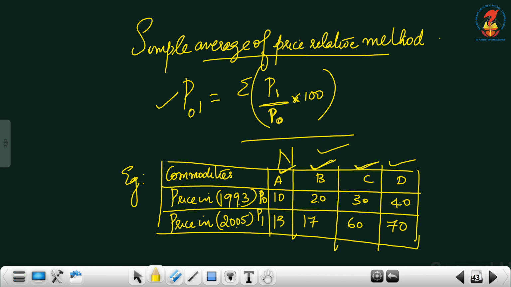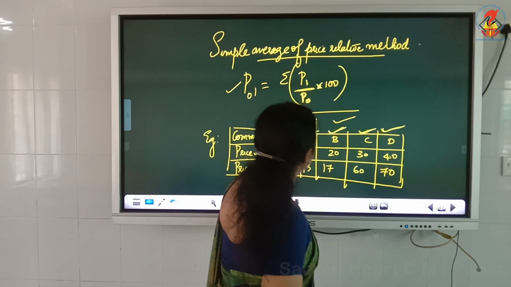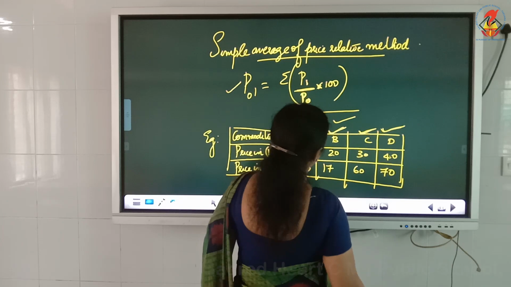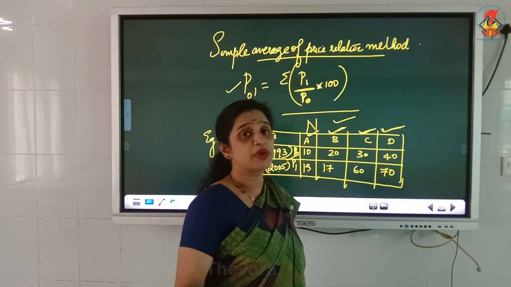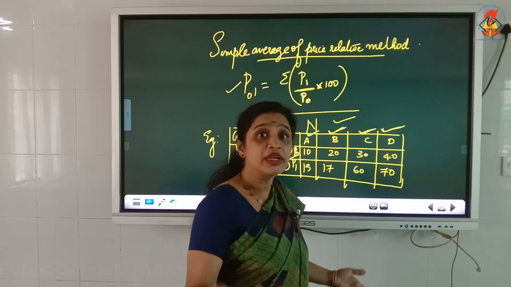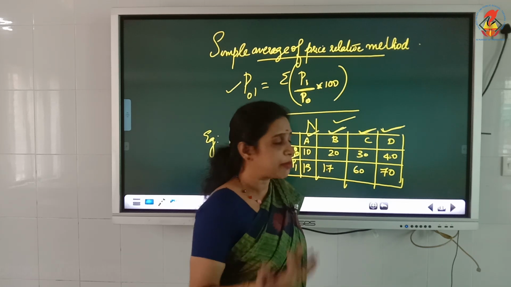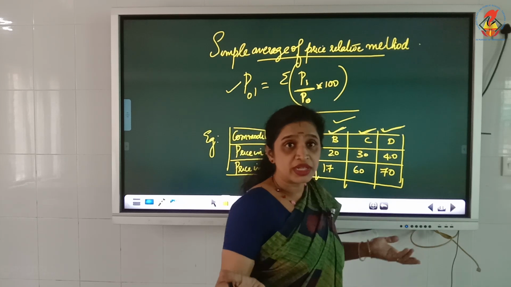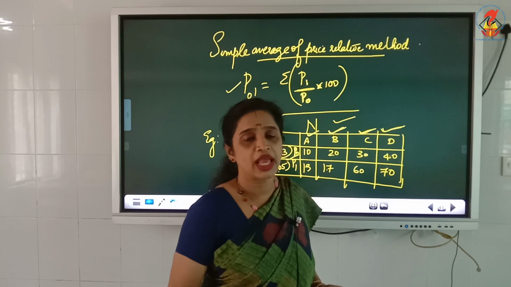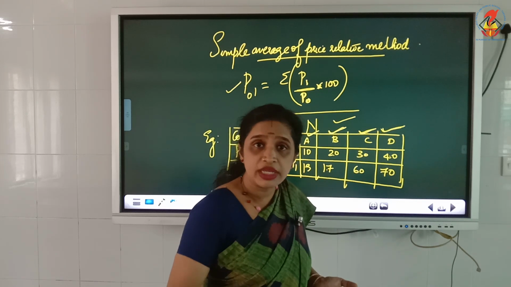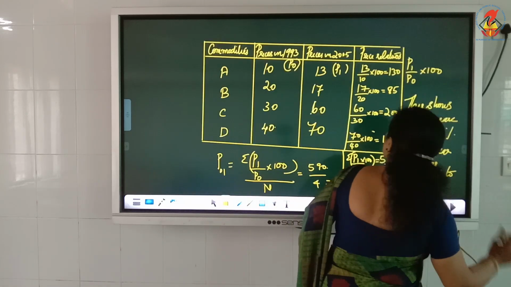Names of commodities are not given here. Instead, we have expressed them as alphabets. You can assume any items as per the alphabets given here. Now the prices in 2005 are 13, 17, 60 and 70. Sometimes the price may increase from the base year to the current year, or it can decrease. Sometimes it can be constant, as we saw in the last example, banana with 15 and 15. It can increase, decrease or remain constant.